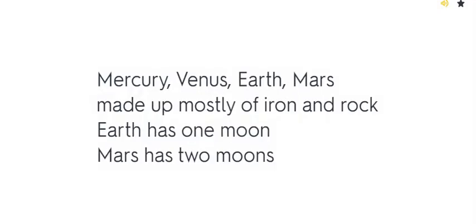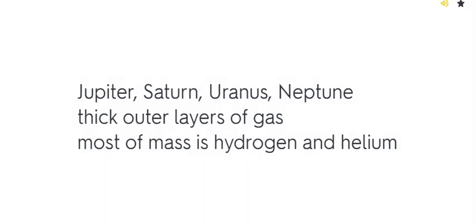Inner planets. Mercury, Venus, Earth, Mars made up mostly of iron and rock. Earth has one moon. Mars has two moons. Outer planets. Jupiter, Saturn, Uranus, Neptune. Thick outer layers of gas. Most of mass is hydrogen and helium. Pluto. Considered a dwarf planet.